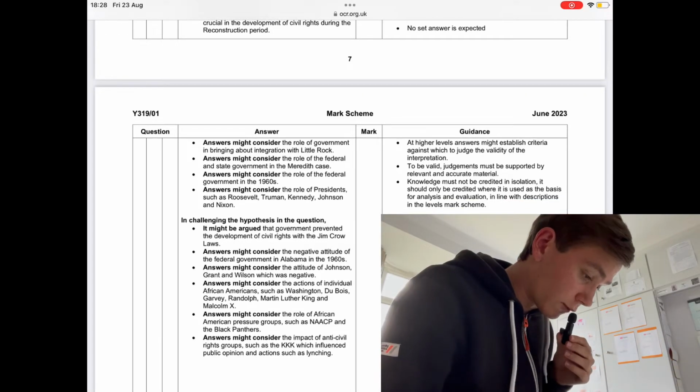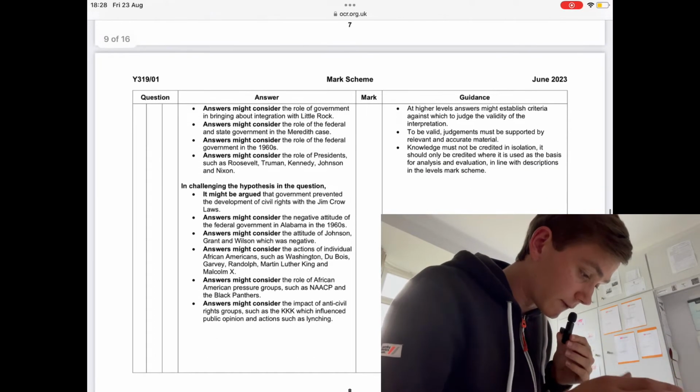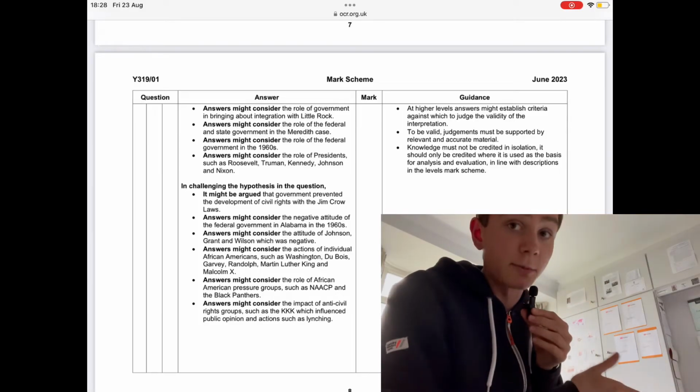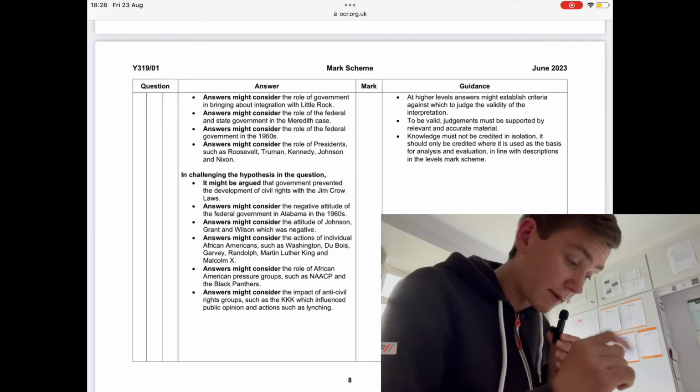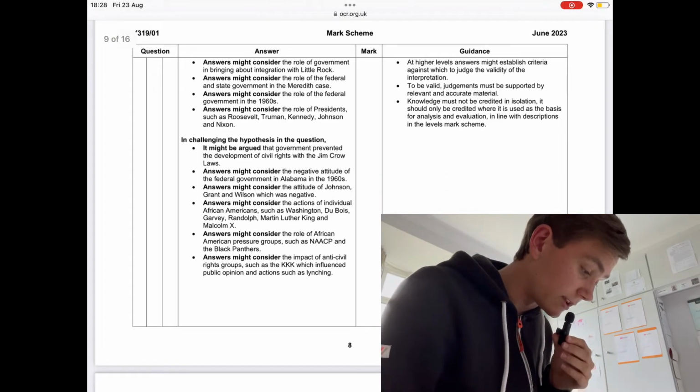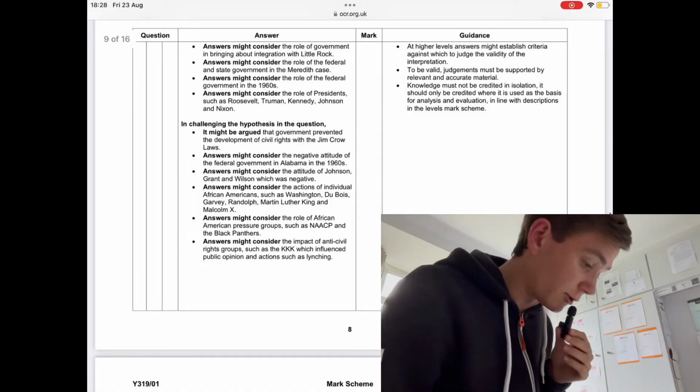Role of federal and state government, role of the federal government in the 1960s, which you do talk about, Plessy v. Ferguson, Brown v. Board of Education. Role of presidents, we all tend to talk about presidents, but yes, presidents: Roosevelt, Truman, Kennedy, Johnson, and Nixon. That's Lyndon B. Johnson, by the way, not Andrew Johnson.